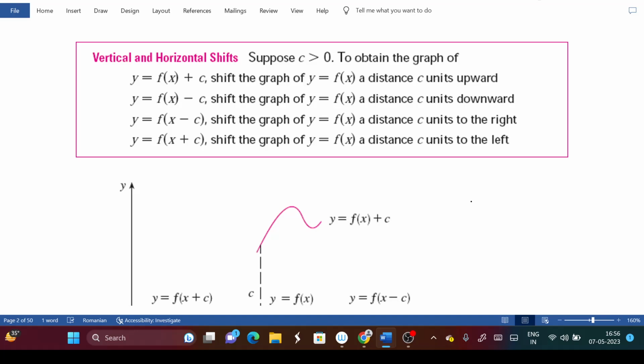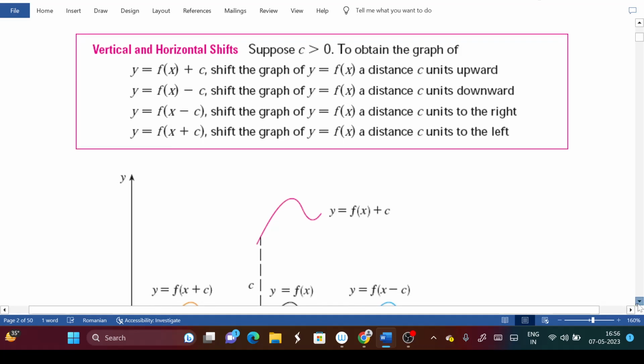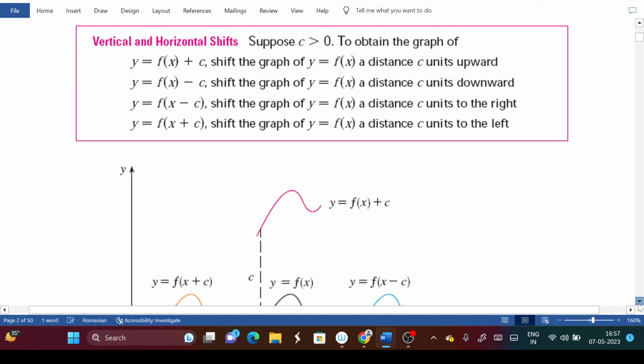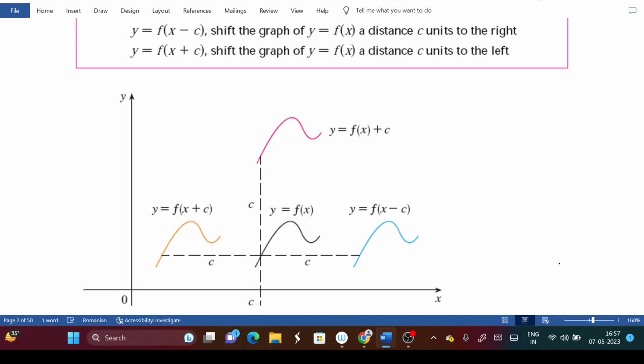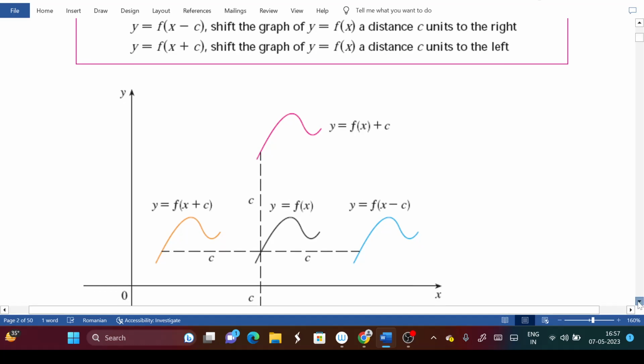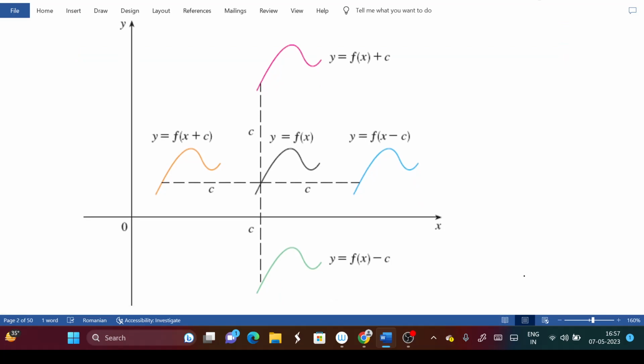Okay, so here, what happens when my f of x is added with c? Observe, my original function's graph moves upward. If that c is subtracted, it will move downward. Observe here, I am adding or subtracting this c to the whole function.